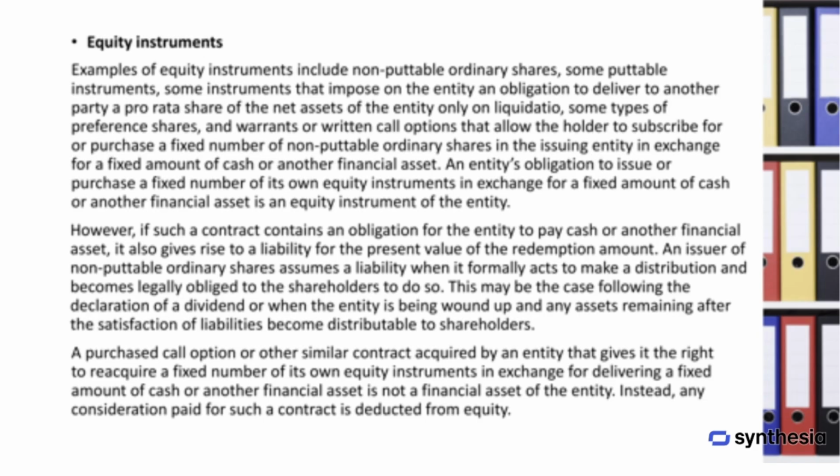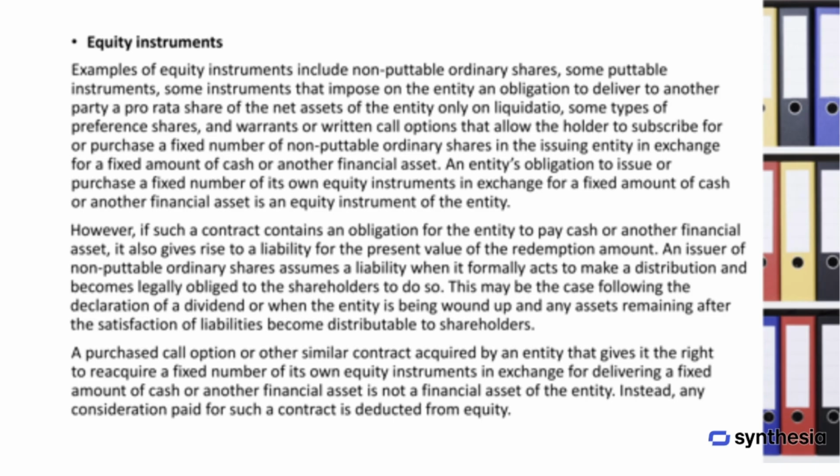Equity instruments include things like non-puttable ordinary shares, certain puttable instruments, some instruments that require the entity to deliver a pro rata share of its net assets only on liquidation, certain types of preference shares, and warrants or written call options that allow the holder to subscribe for or purchase a fixed number of non-puttable ordinary shares in exchange for a fixed amount of cash or another financial asset.